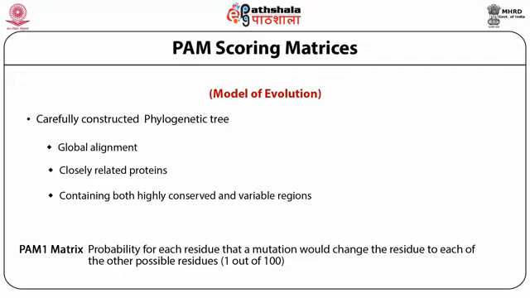PAM here stands for point accepted mutation and the number, that is 1, denotes 1% mutations. Other PAM numbers, say PAM-N, representing more divergences, were extrapolated from PAM1. After 100 PAMs of evolution, not every residue would have mutated. Some might have mutated several times, perhaps returning to their original state, and others not at all. Therefore, PAM distances were extrapolated beyond 100 PAMs.